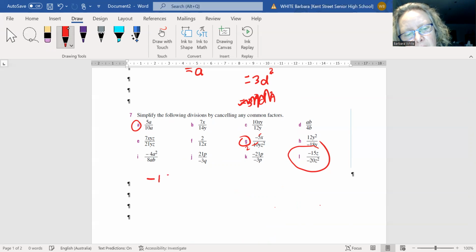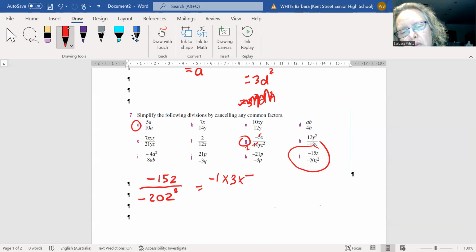Minus 15z divided by minus 20z squared. So let's factorize it first. We've got minus 1 times 15 is 3 times 5 as prime factors. Those are the prime numbers that multiply to get 15. And times z. And on the bottom, we've also got minus 1.